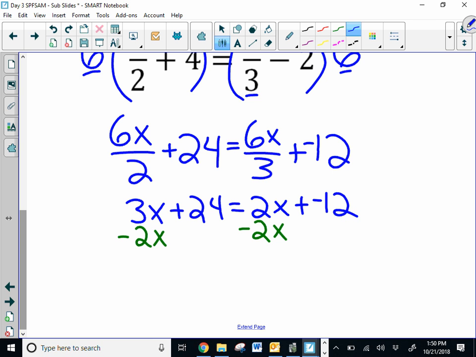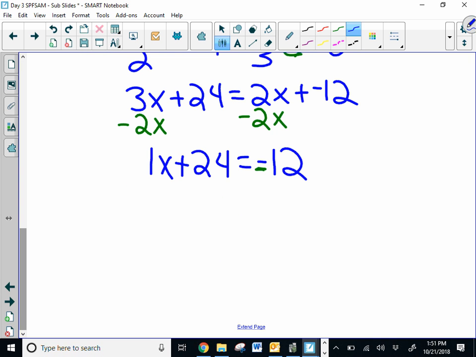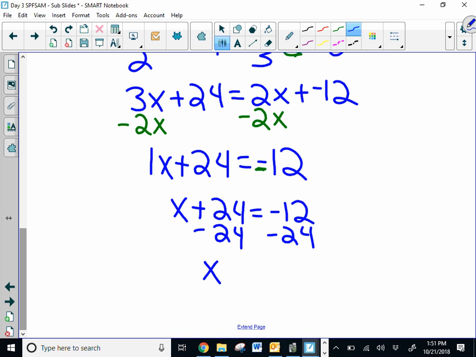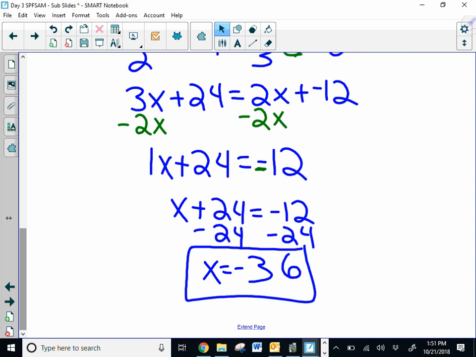So we do that. We'll have 1x plus 24 equals negative 12. This is a good reason to do that plus negative, because a lot of times if you just leave it as minus 12, people will forget that negative right there. That's why I changed that to plus negative. So we have 1x plus 24 equals negative 12. Now 1x is the same thing as just x, so x plus 24 equals negative 12. Subtract 24 from both sides, and we'll have x equals negative 36. So this would be our final answer.